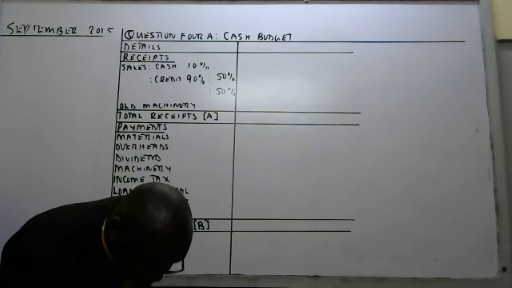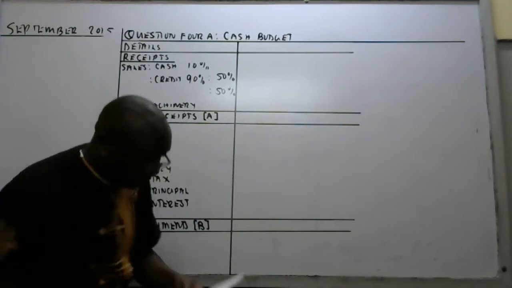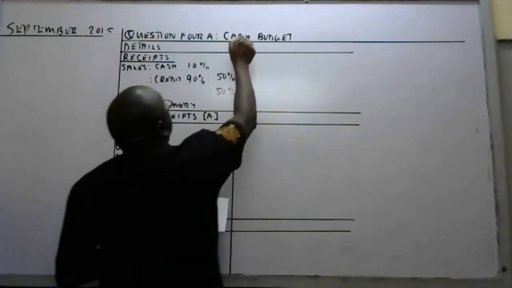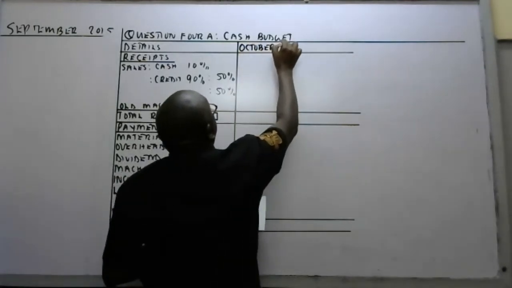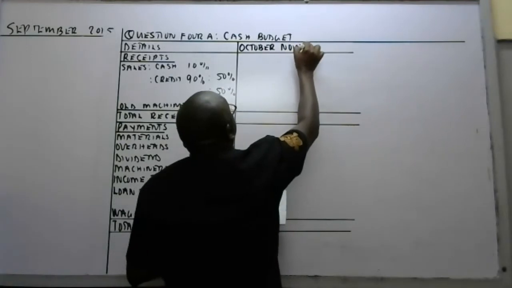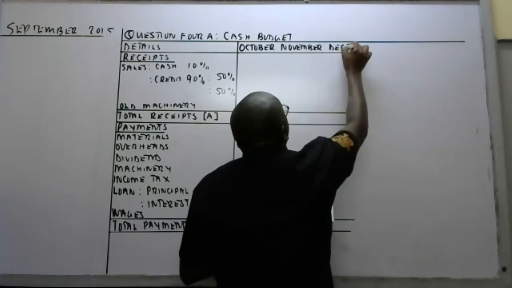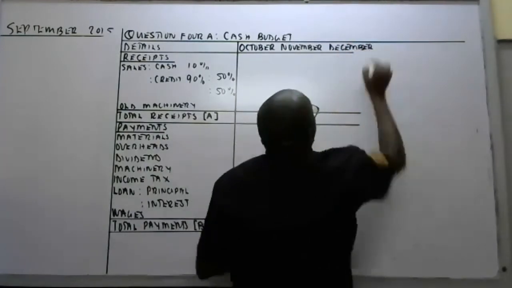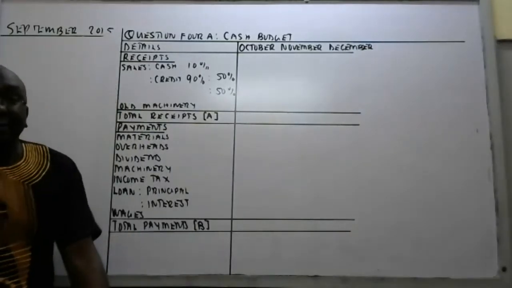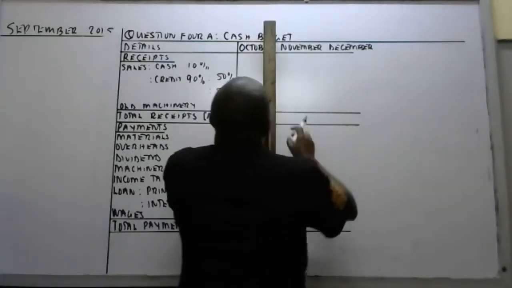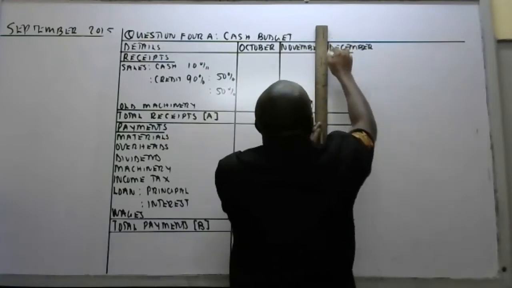We are told to do it for the 3 months ending December. So I have the month called October, I have another one called November, and I have another one called December.